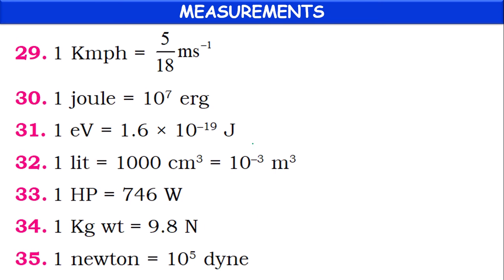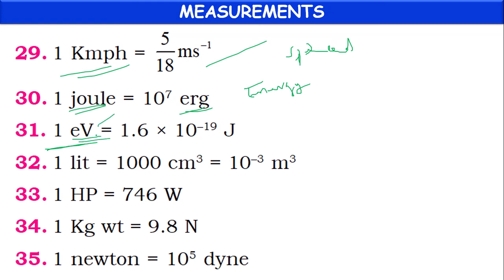Some more values we have to remember, children, while calculating problems. 1 kilometer per hour is 5 by 18 meter per second, the relation between the units of speed. 1 joule is 10 power 7 ergs. It is the unit of energy. 1 electron volt, eV, is 1.6 into 10 power minus 19 joules. It is also one kind of relation between the units of energy.